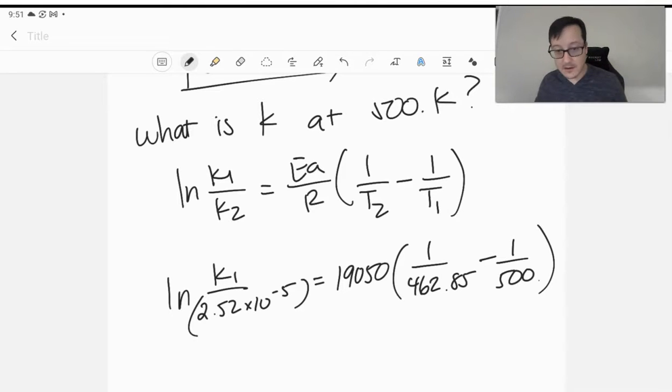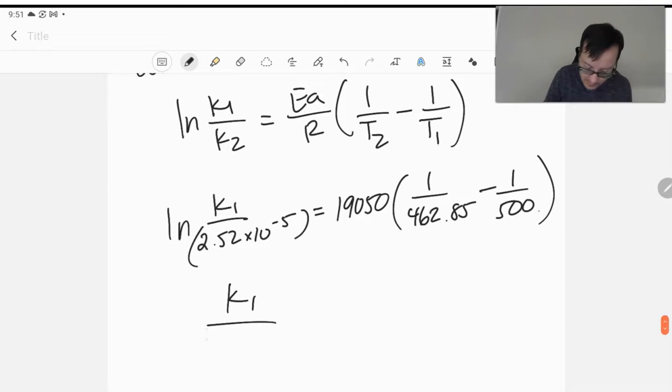So we just have some math to do here. 19,050 times, parentheses, 1 over 462.85 minus, actually we don't need parentheses here, 1 over 500. Close the parentheses. We get 0.3 or so. We need to do e to that number. So we're going to go e to our answer. And that'll be k1 over 2.52 times 10 to the negative 5.